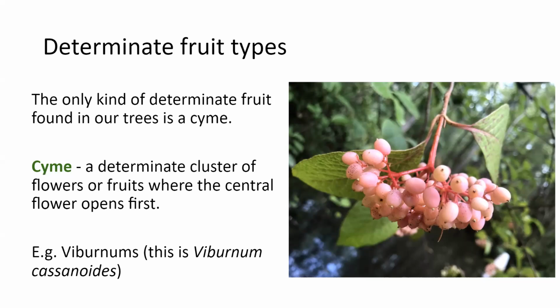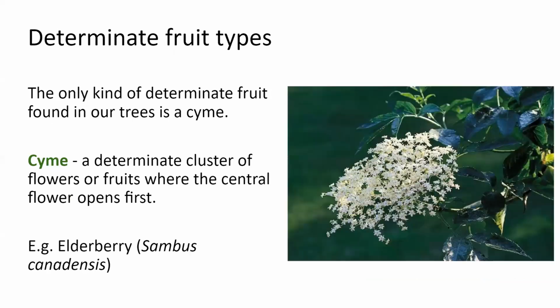You can look again and see that viburnums have an opposite leaf arrangement. This particular one is a wetland plant called Viburnum cassinoides, or wild raisin. And here's another example of elderberry, Sambucus canadensis, with the oldest flowers in the middle that are already opened and the ones on the outside having just opened.